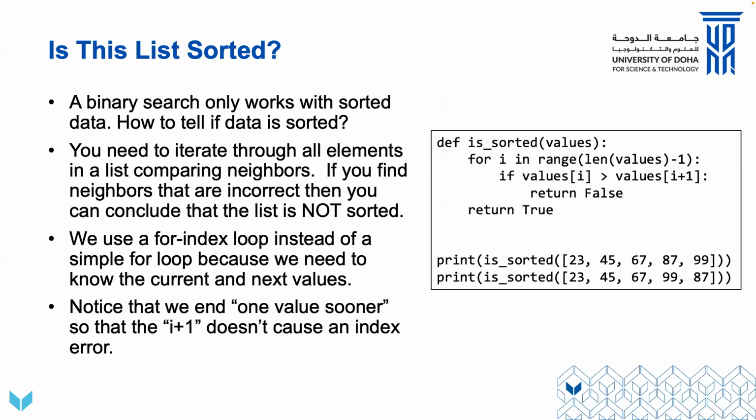One of the things is you might need to know whether or not a list is sorted. The way this is done is you go through and compare each of the items. If the value at position I is bigger than the value at position I plus one, then you return false. So you're going through each pair, comparing 23 to 45, 45 to 67, 67 to 89, 89 to 99. If you make it through all of them, then yes, you return true.